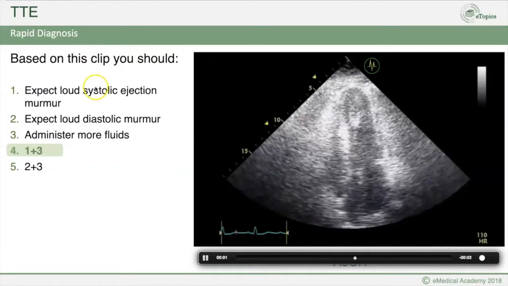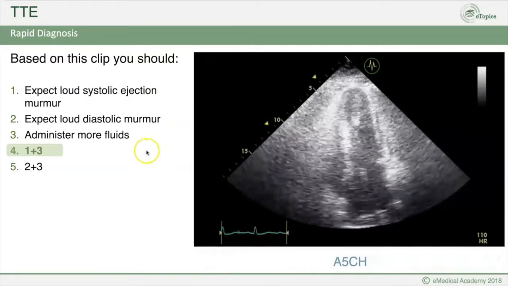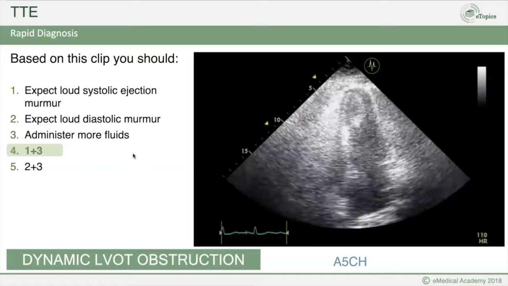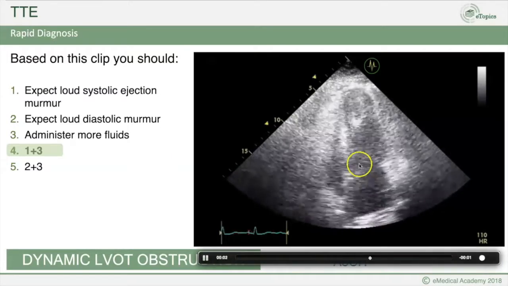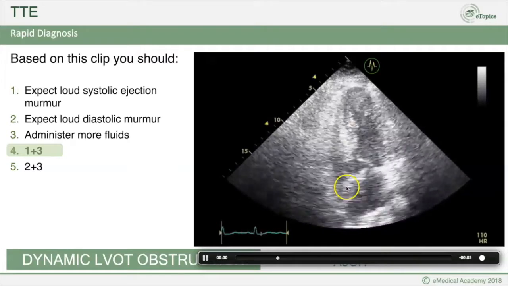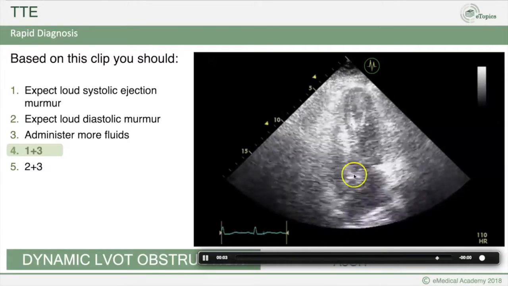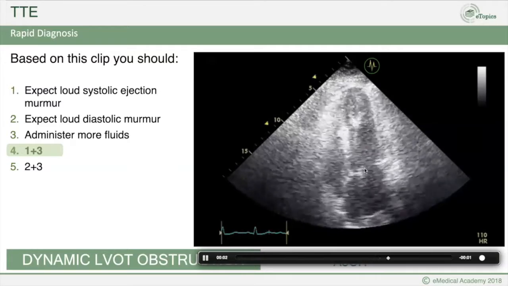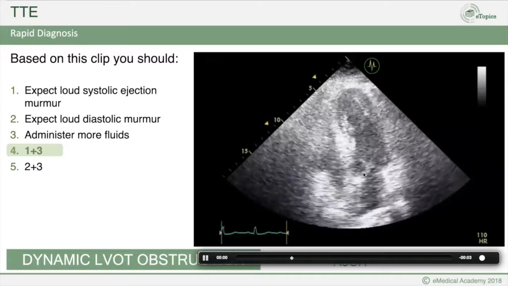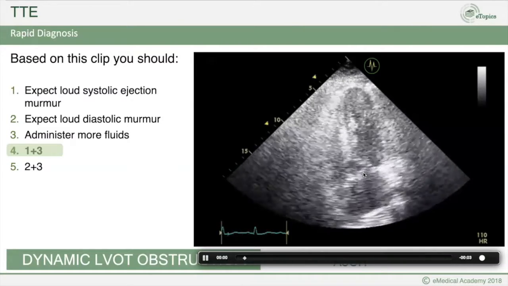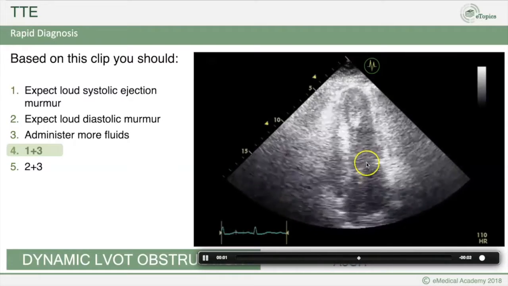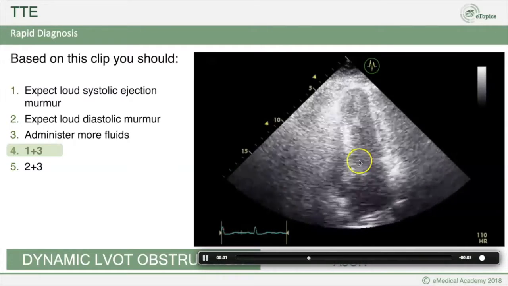And why do I say that you expect loud systolic ejection murmur? The reason is because we're dealing here with a diagnosis that is called dynamic LVOT obstruction. The LVOT, or left ventricular outflow tract, is this region here that connects the left ventricle with the ascending aorta, just below the aortic valve. And what stands out, at least to me at this point, and actually in the care for the patient, is the bowing or the hockey stick-like appearance of the anterior mitral leaflet in systole.